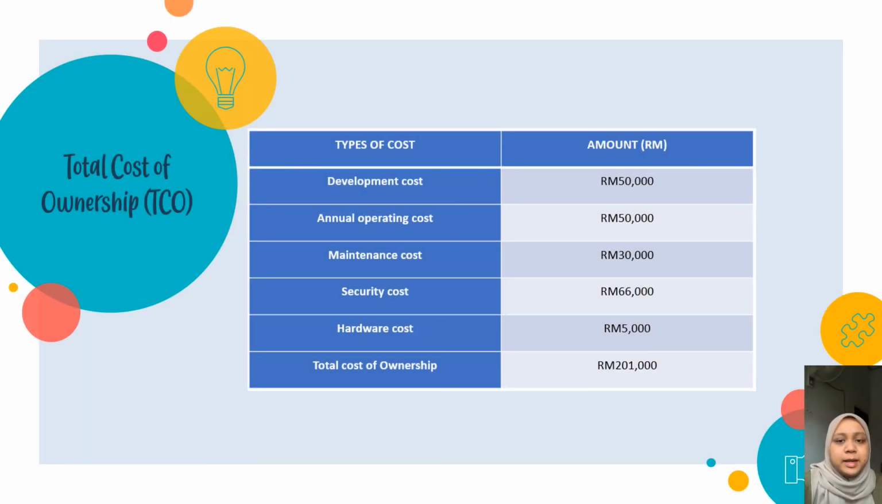Next, I will present about total cost of ownership. First, the development cost is 50,000 ringgit. The annual operating cost is 50,000 ringgit. The maintenance cost is 30,000 ringgit. The security cost is 66,000 ringgit, and the hardware cost is 5,000 ringgit, and the total cost of ownership is 201,000 ringgit.